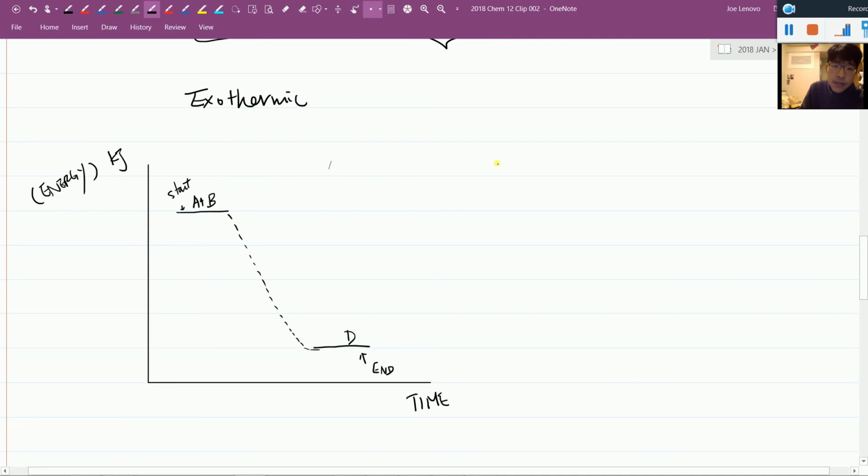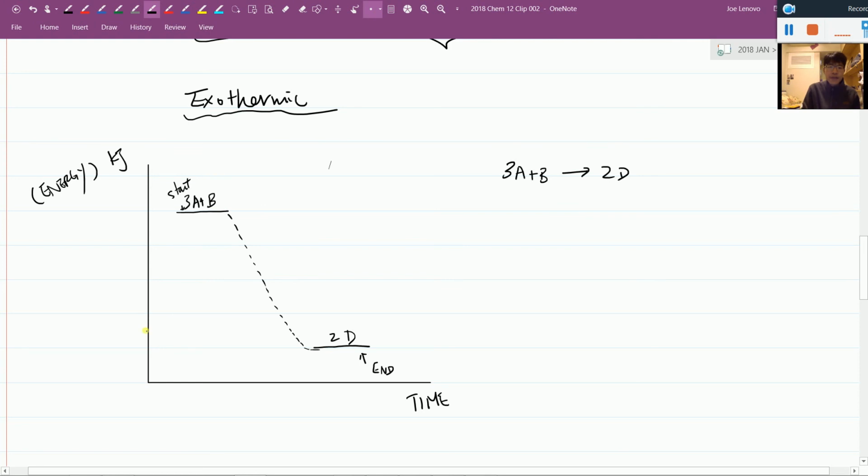Let's say I write the equation next to it: 3A plus B turns into 2D. So we have 2 here and 3 there. So 3A with B turns into 2D as this particular exothermic reaction. And the energy profile would be a graph, right, with x and y axis. Then 3A plus B forming 2D.